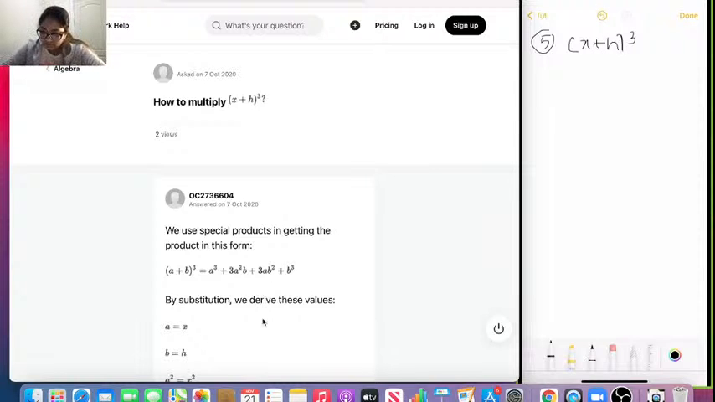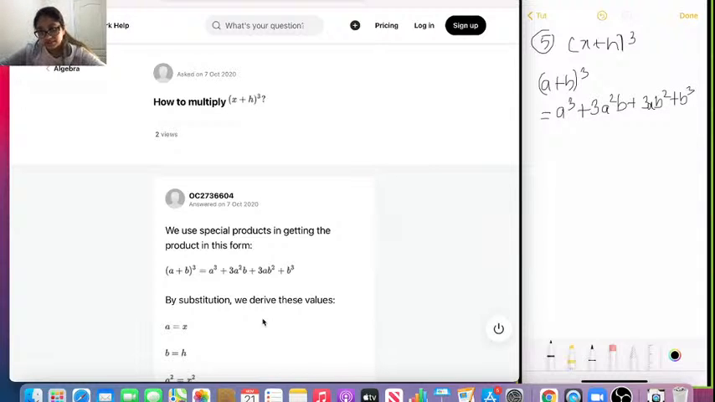So we have to use the formula a plus b cubed, and this is basically a cubed plus 3a squared b plus 3ab squared plus b cubed.